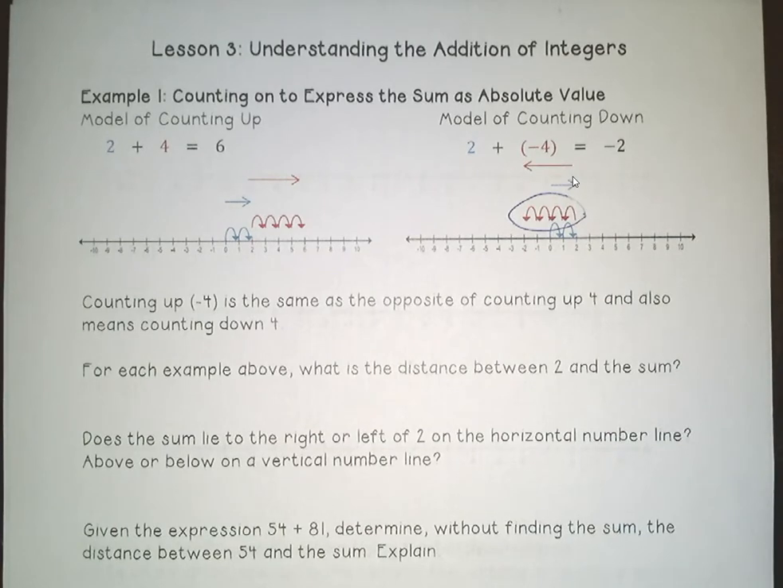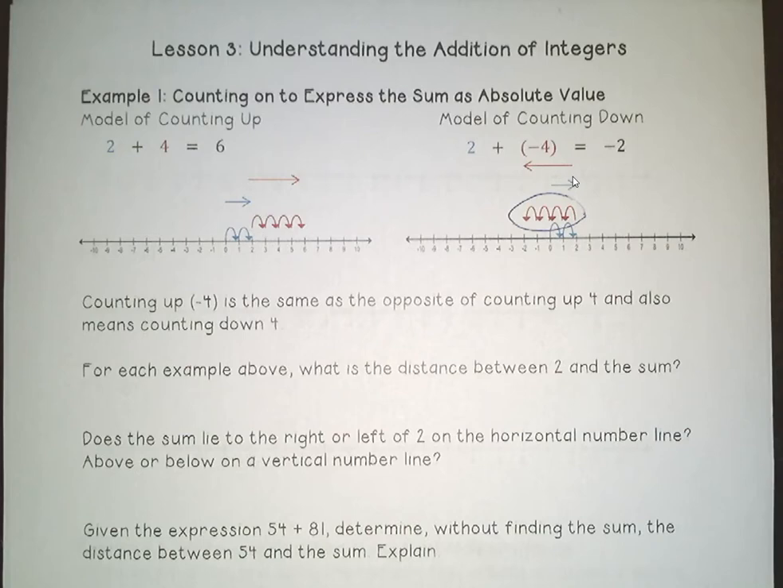So in lesson 1 and 2, we learned how to add numbers on the number line. Today we are leveling it up and learning how to do it without the number line. So let's look at example 1, counting on to express the sum as absolute value. We have a model of counting up and a model of counting down.